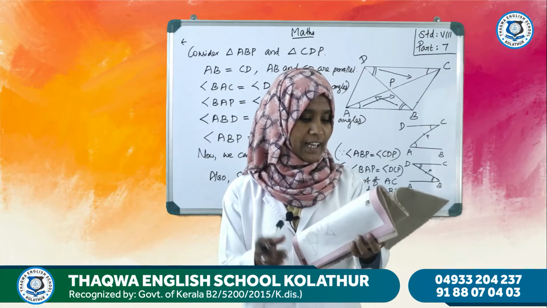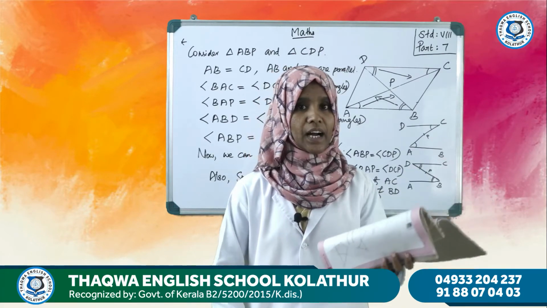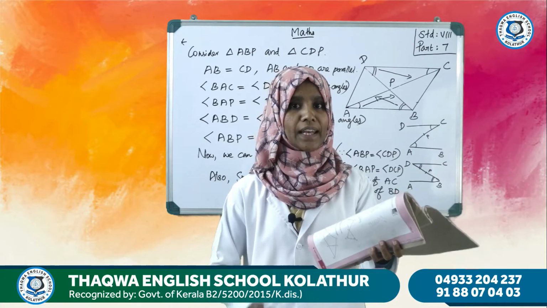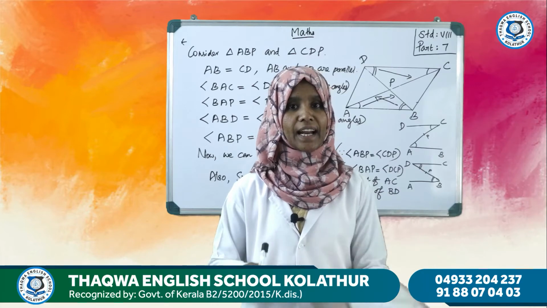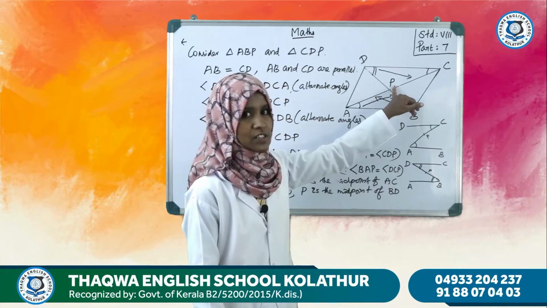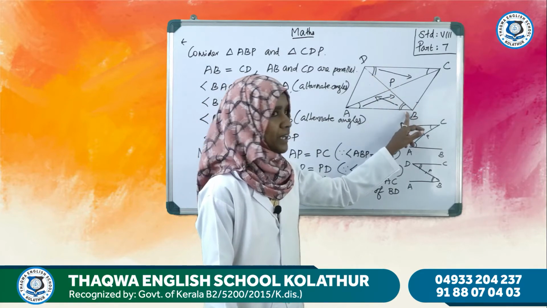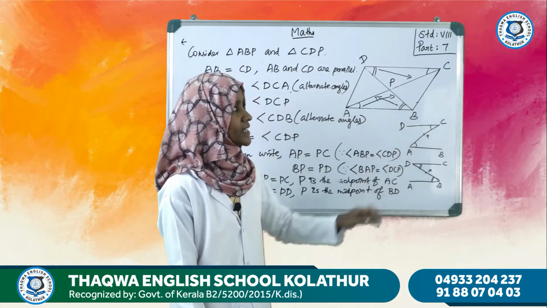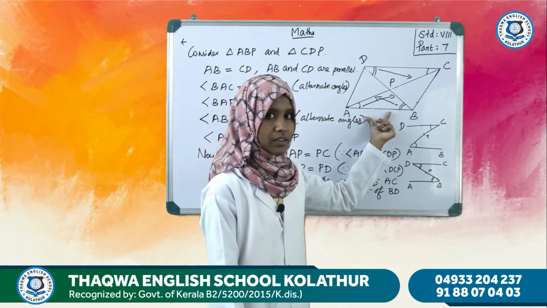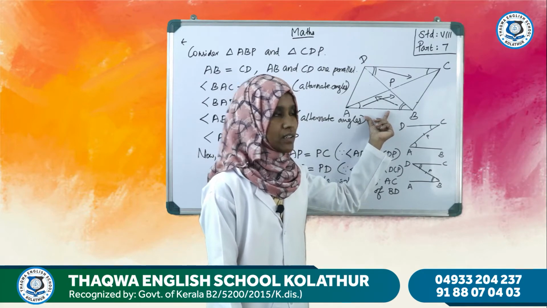Now we can say that our result is, in any parallelogram, the diagonals bisect each other. Look at this figure. P is the midpoint of AC and BD. That is, in any parallelogram, the diagonals bisect each other. Okay. Can you understand?